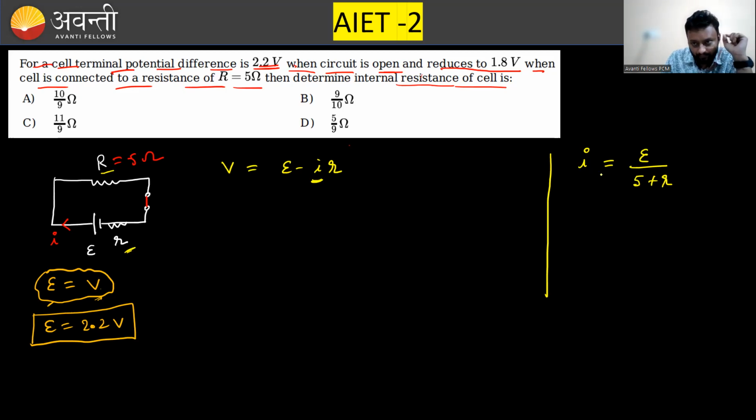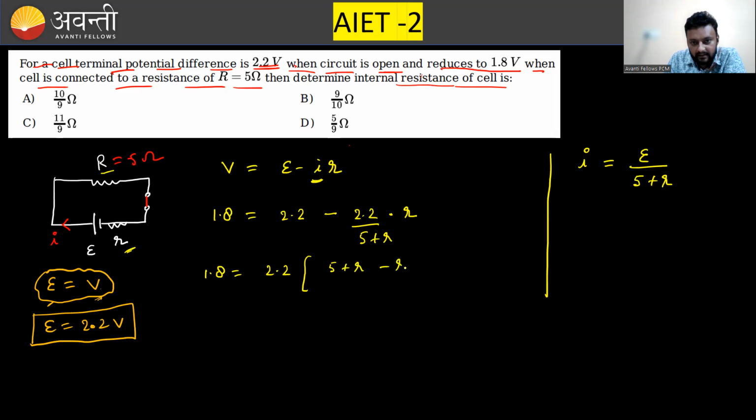Now putting the values. V is 1.8 volt equals EMF 2.2 minus I, where I is E upon 5 plus r, that is 2.2 divided by 5 plus r, into r. I have placed the values. Now we need to calculate r. You need to simply solve it. So I can say 1.8 equals, taking 2.2 as common, 2.2 times (5 plus r minus r) divided by 5 plus r.